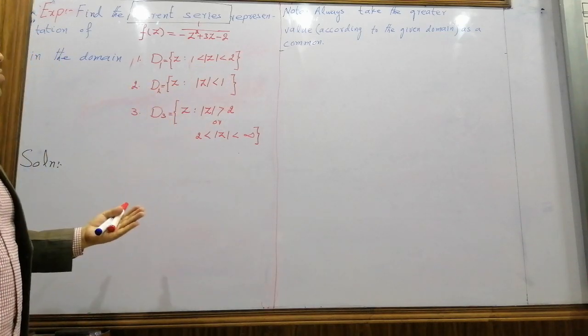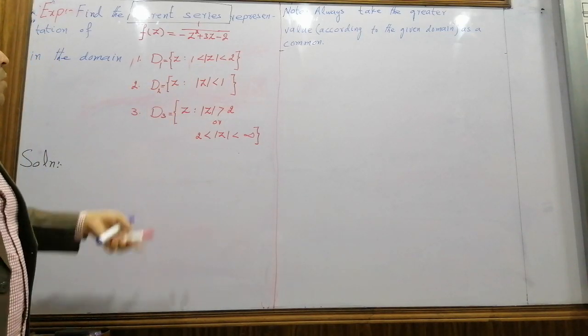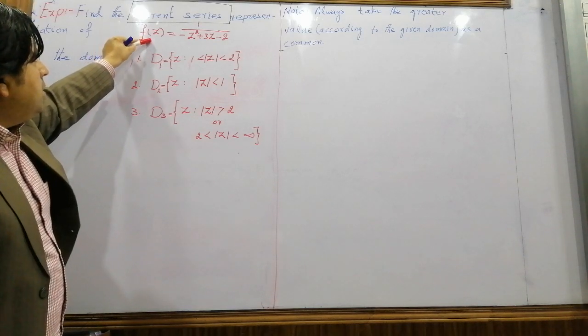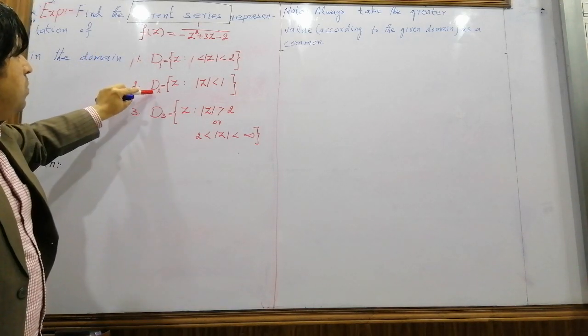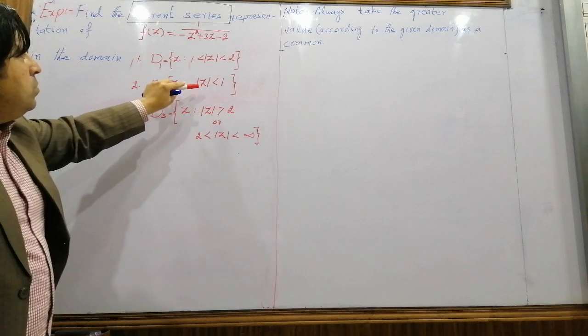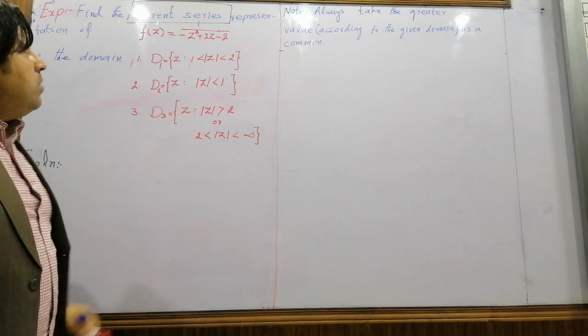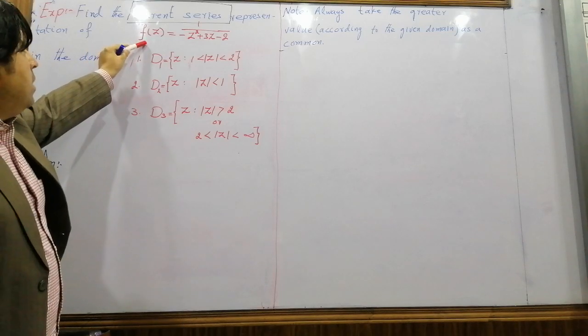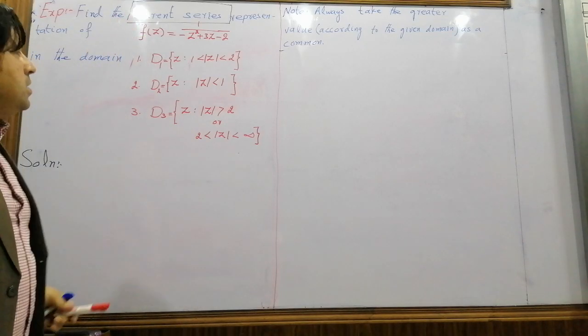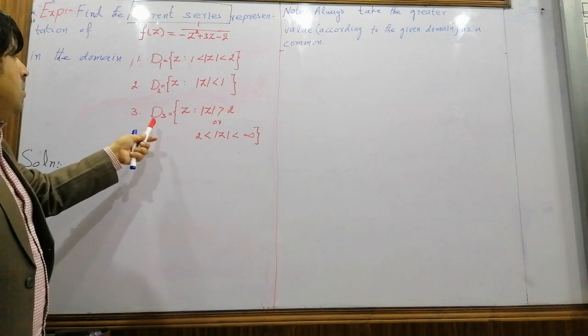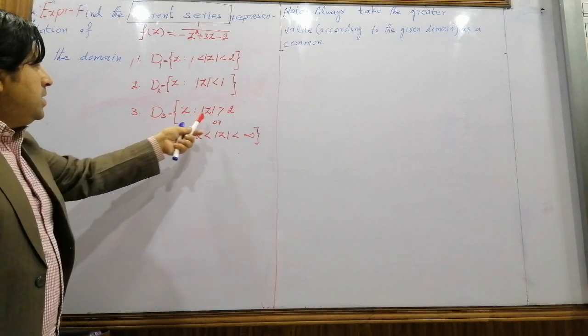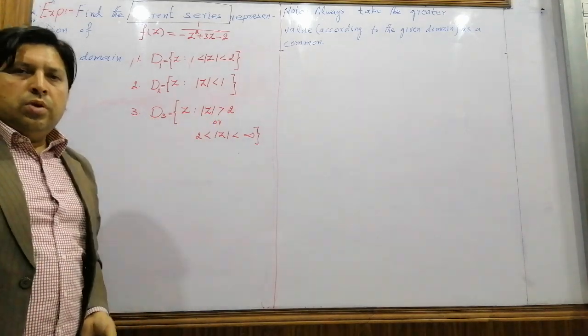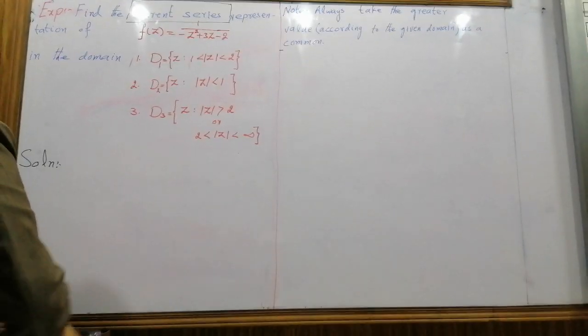Then again we have to solve the problem and we have to obtain the Laurent series for this function in the domain 2. In the domain 2, z absolute is less than 1. And then the third problem, we have to obtain the Laurent series for this function in the domain 3 where z absolute is greater than 2. So let us start the solution.